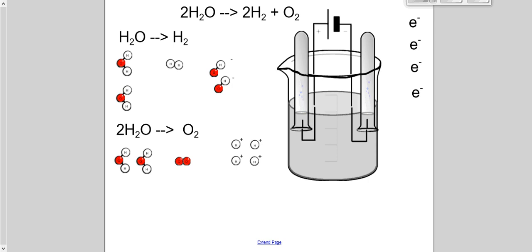This is the same idea. Again, I have a negative terminal and a positive terminal. I've just bent my electrodes here so that we can put some test tubes over this and collect the gases that are formed. When I look at water, I can see that it's made up of hydrogen and oxygen. So water can be broken apart to form hydrogen gas and oxygen gas.